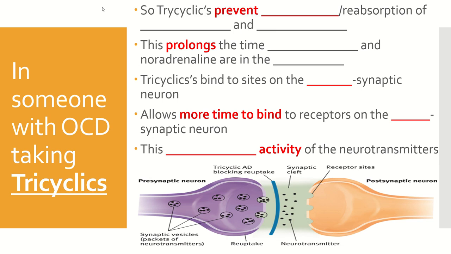Okay, so how did we get on with this first challenge? Just this little gap fill based on what I've already told you. A tricyclic will prevent reuptake or reabsorption of serotonin and noradrenaline. This prolongs the time serotonin and noradrenaline are in the synaptic cleft. Tricyclics bind to sites on the presynaptic neuron. It allows more time to bind to receptors on the postsynaptic neuron. And this will increase the activity of the neurotransmitters generally. So tick all of that off if you got it right. Well done, if you have on this first occasion got the description of tricyclics correct. So wipe those down. Once you're happy with that, let's move it forward.